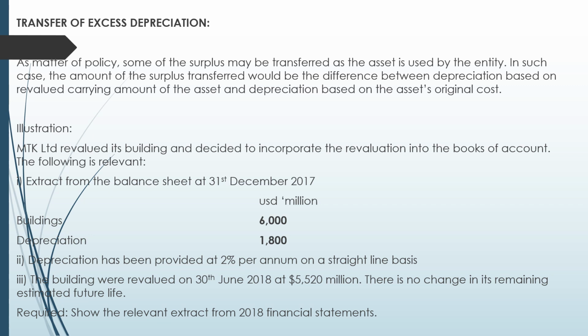Where there is an improvement on the asset, it increases its lifespan. So when that happens, the life of the asset is being revised. But for this question, there were no changes to the estimated future life of the asset. Let's take note of this, and let's also take note of the figures.